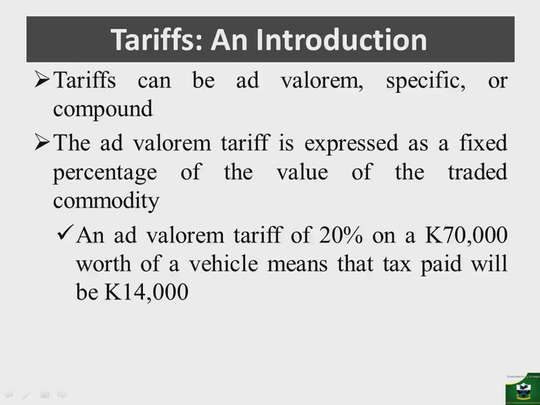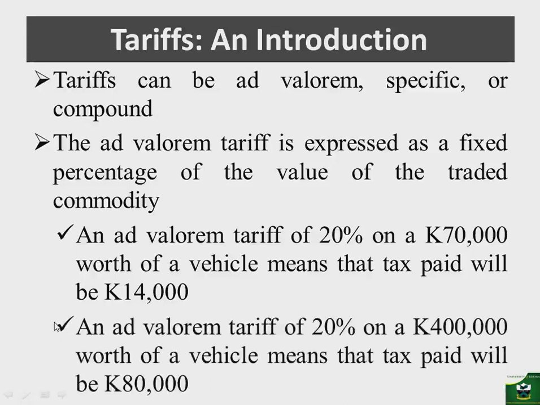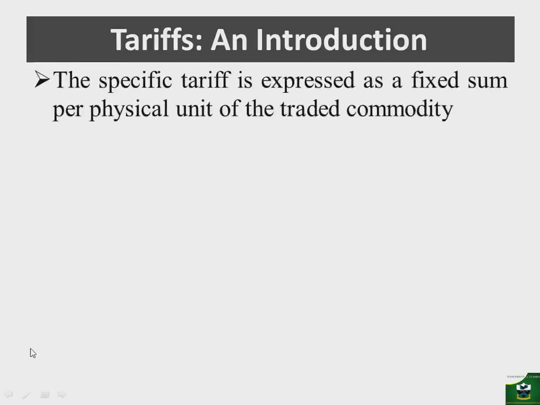Okay, let's look at another example. An ad valorem tariff of 20% on a 400,000 kwacha vehicle means that the tax paid will be 80,000 kwacha and the total amount paid will be 480,000 kwacha. That is the 80,000 kwacha, which is the tariff, plus the 400,000 kwacha, which is the price of the item before the tariff.